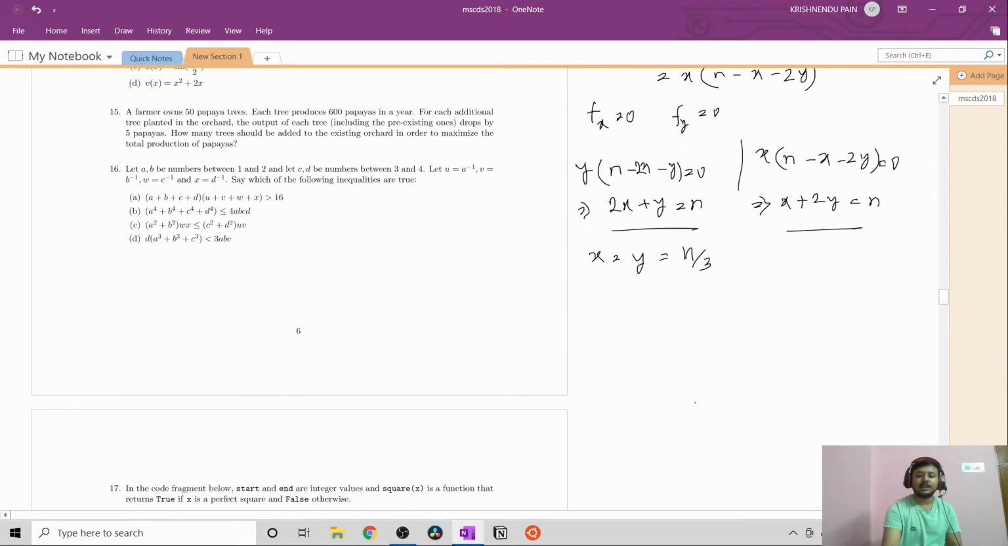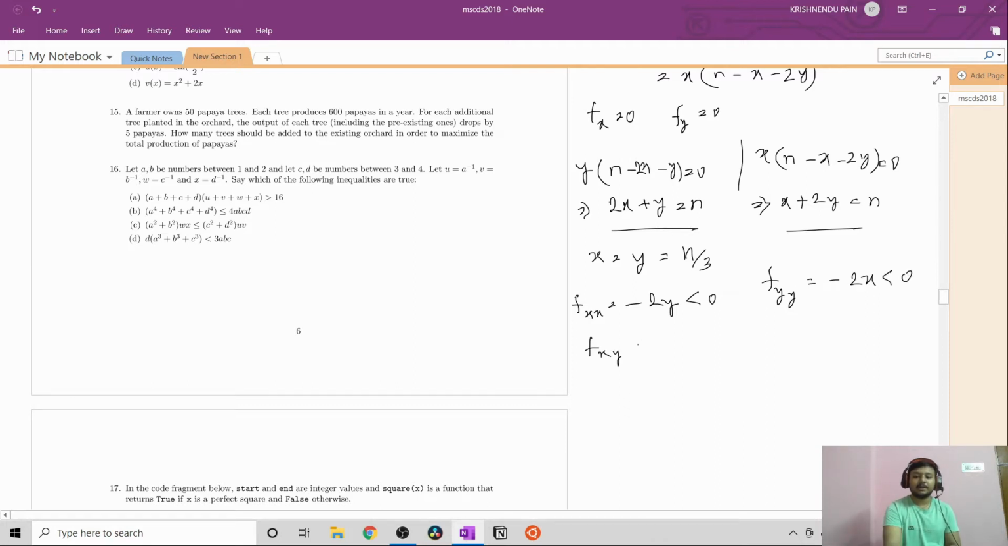Now we have to check at x equal to y equal to n by 3, does f possess the maximum value or minimum value, or what? We have to check that first. Differentiating fx with respect to x again, we get fxx equal to minus 2y, which is less than 0, and fyy is again minus 2x, which is also less than 0.